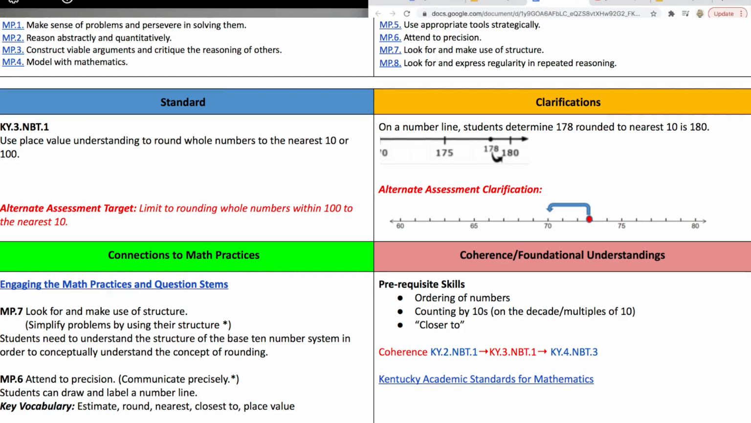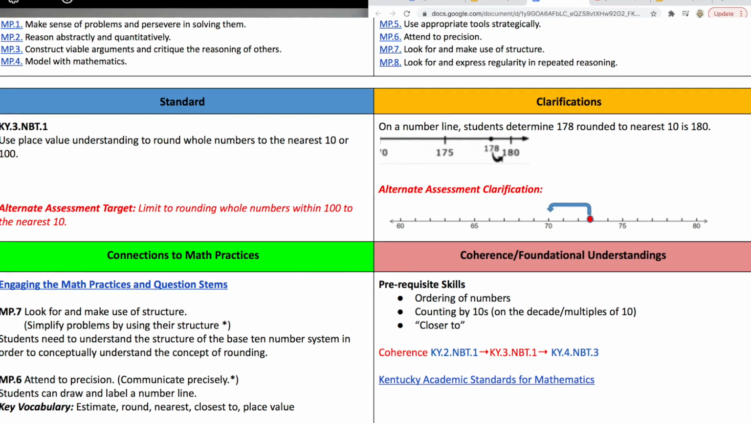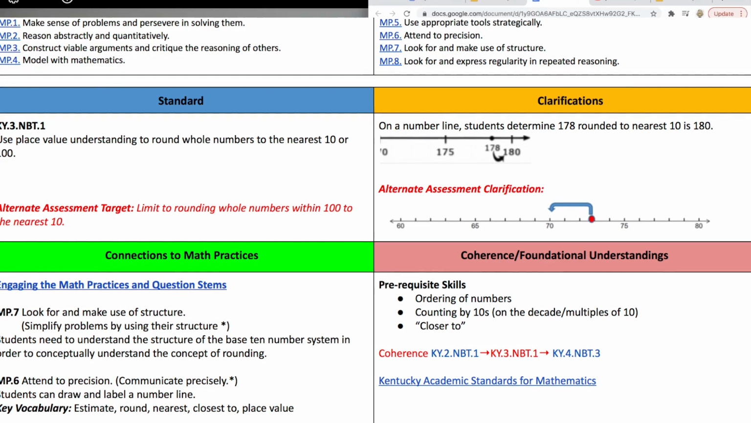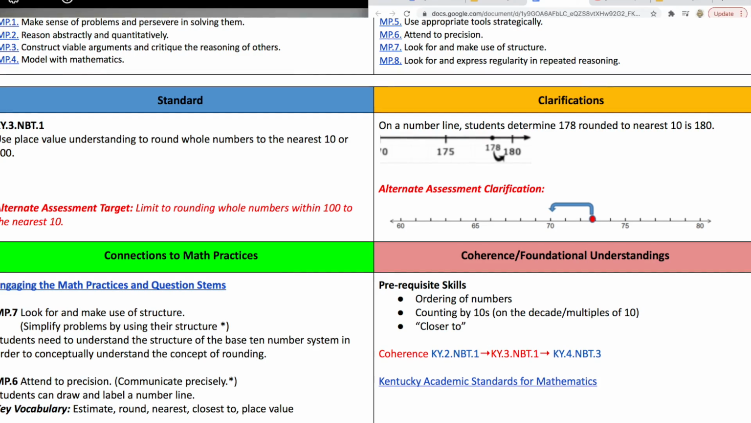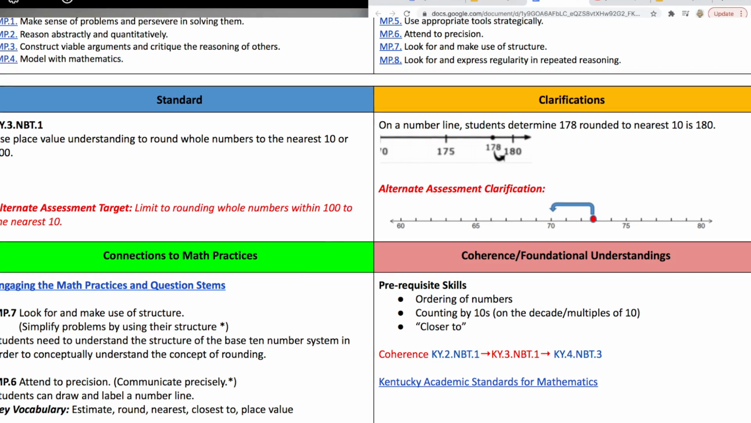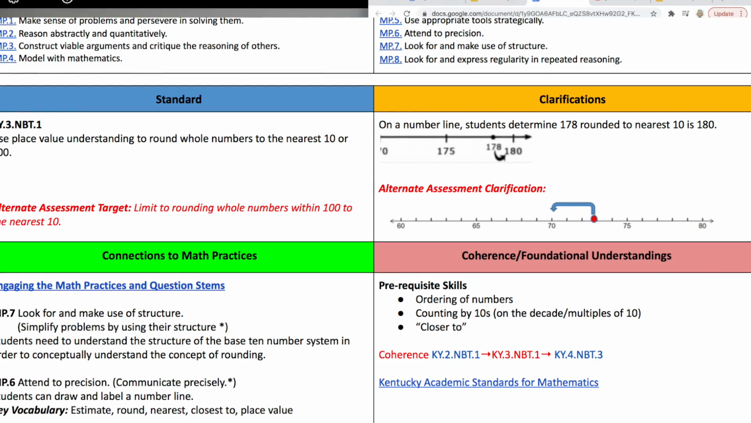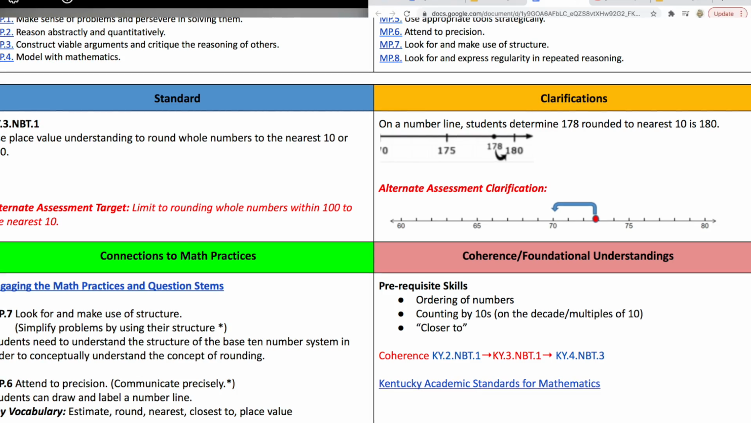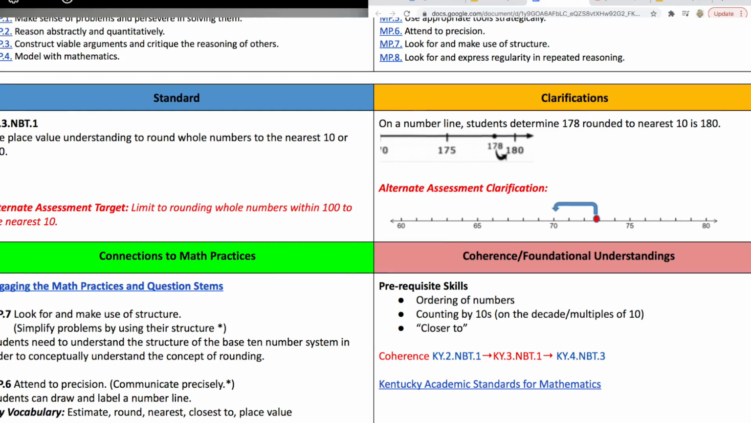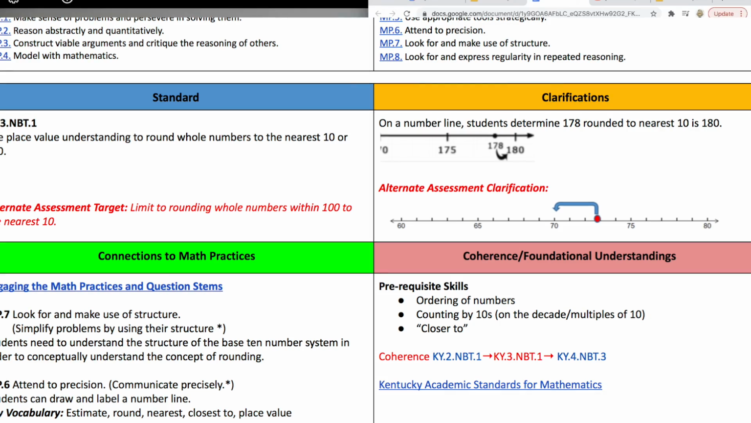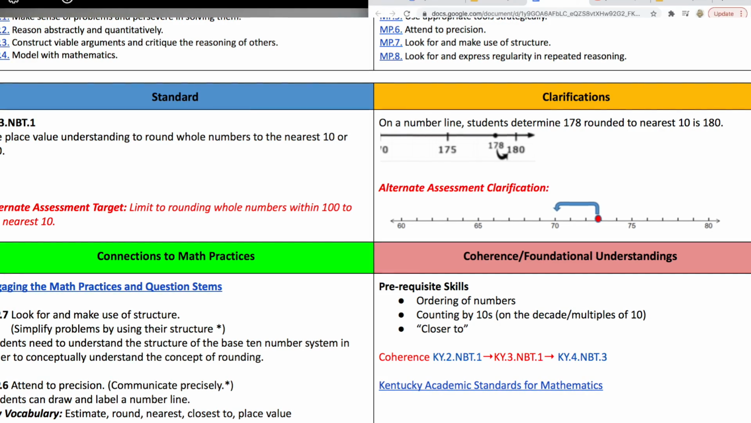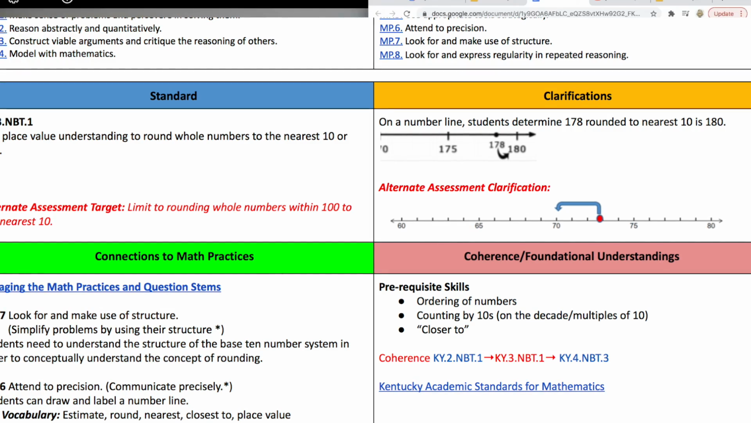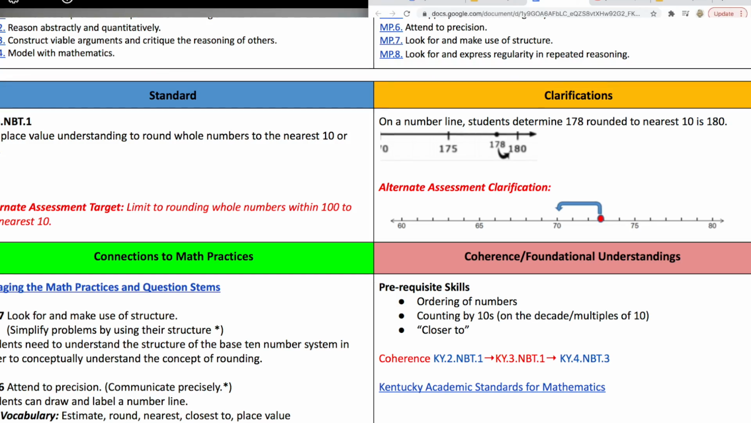So the first one here, you can see it always starts with the standards for mathematical practice. Those are simply what you're supposed to try to target and do with your standards, and they're called the MPs. Of course, the first one says make sense of problems and persevere in solving them. You'll see these are hyperlinked, and you can go and read more about them. Also, down here at the bottom of this page, you can see engaging in the math practices and question stems. That's another link that could help you with those standards.